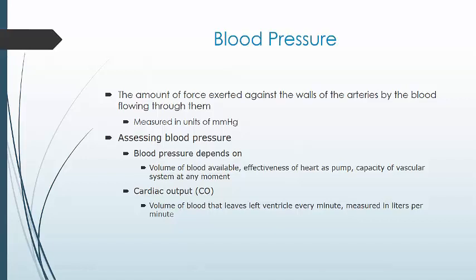Now, the blood pressure is going to depend on the volume of the blood available, how well the heart's working, and the capacity of that vascular system at any given time. A couple of things to remember: cardiac output is how much blood leaves the ventricle every minute, and stroke volume is how much blood is ejected from the left ventricle every contraction. Stroke volume and heart rate work together to make your cardiac output.